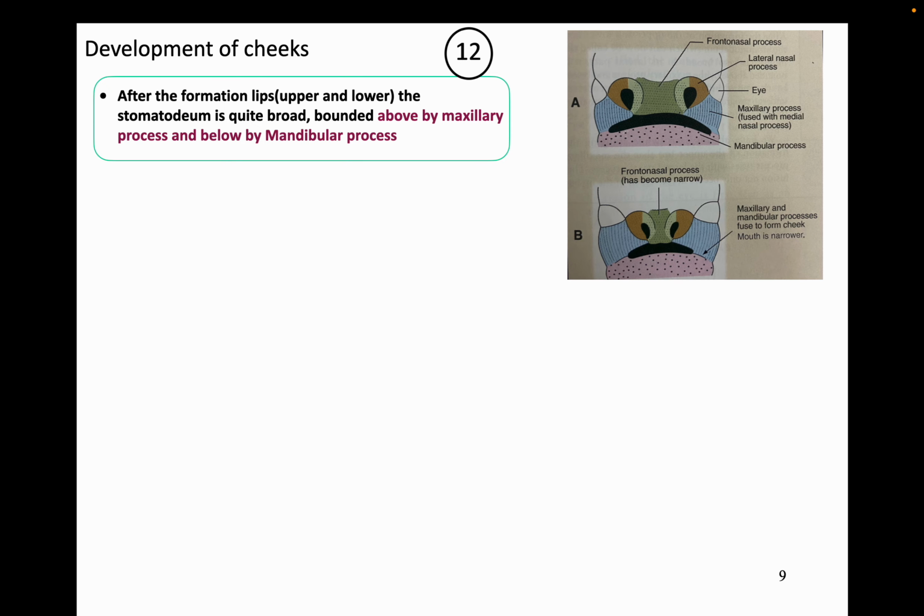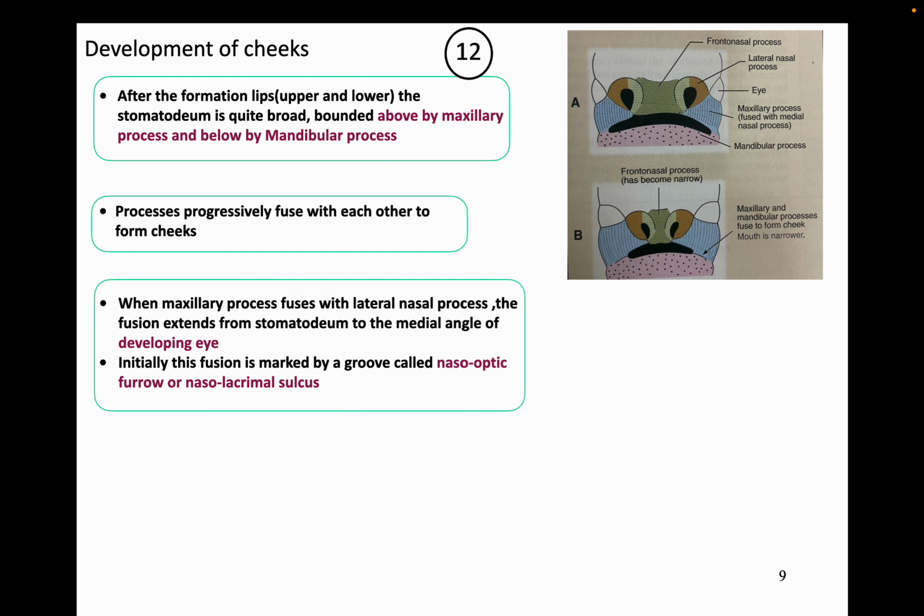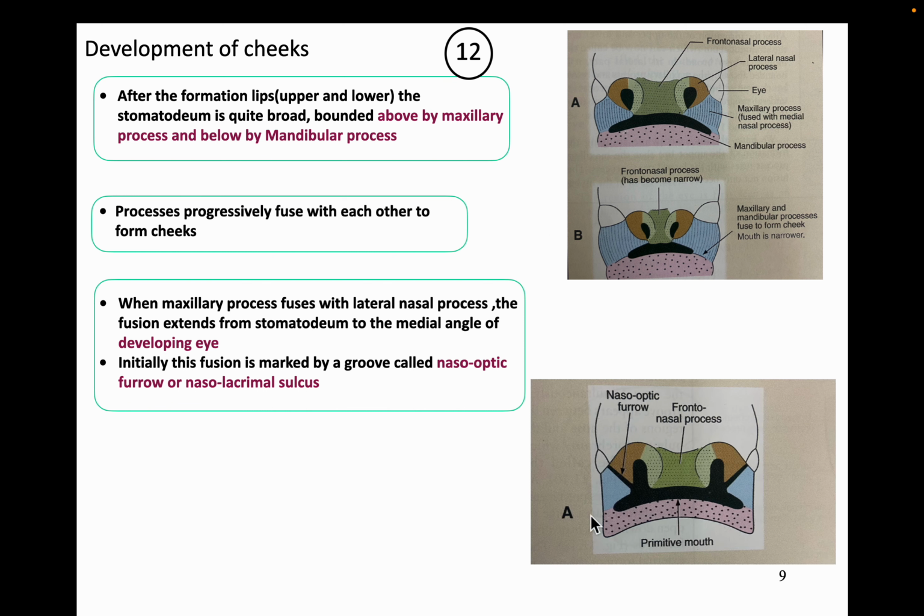Now, the development of the cheek after the formation of lips, that is upper and lower, the stomatodeum is quite broad. So if the rest is happening at this level, we call that condition macrostomia. It is bounded above by the maxillary process and below by the mandibular process. You can see the processes progressively fuse with each other to form the cheeks. When the maxillary process fuses with the lateral nasal process, the fusion extends from the stomatodeum to the medial angle of the developing eye, and initially this fusion is marked by a groove which we call the naso-optic furrow or nasolacrimal sulcus. So this is the naso-optic furrow.